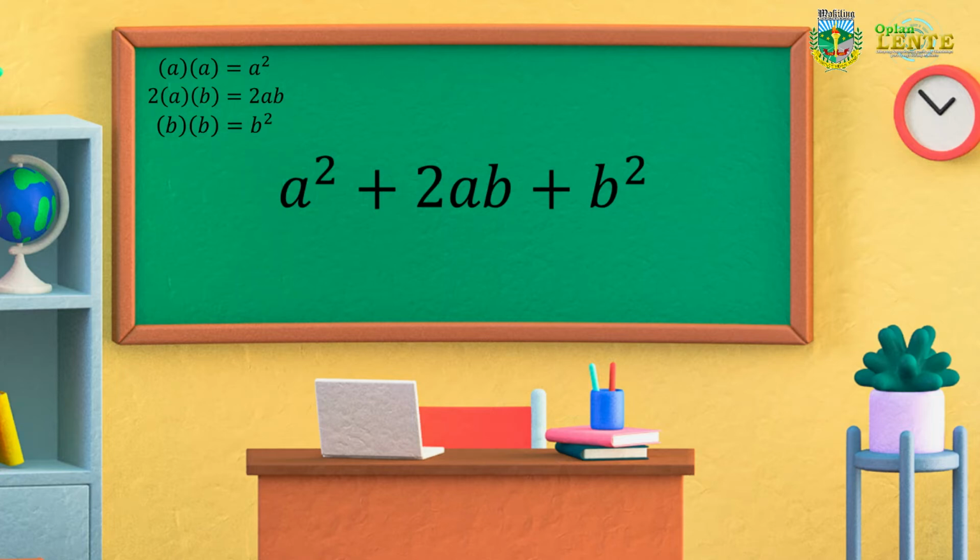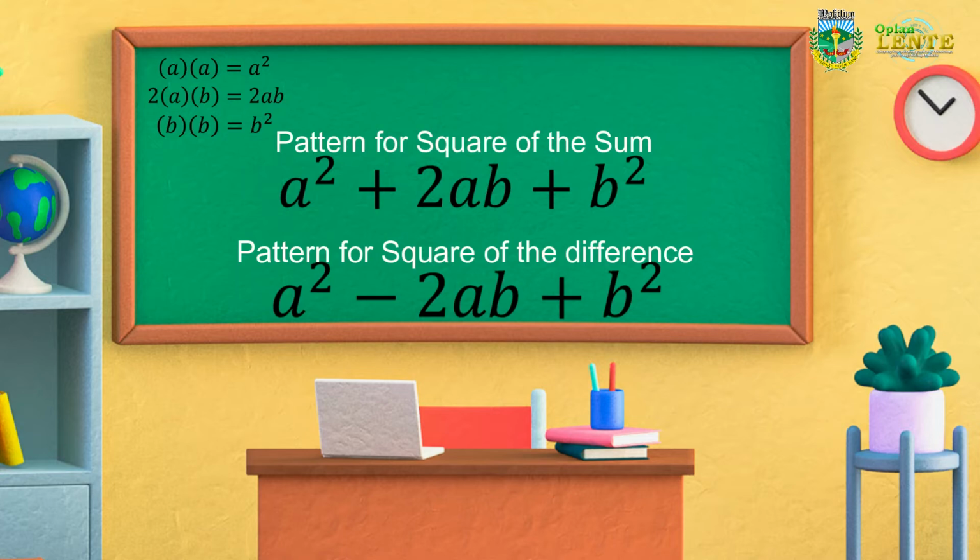Hence, the pattern for the square of the sum is: the square of a plus b is equal to a squared plus 2ab plus b squared. And the pattern for the square of the difference is: the square of a minus b is equal to a squared minus 2ab plus b squared. Remember, every time you square a binomial, the result is a trinomial.